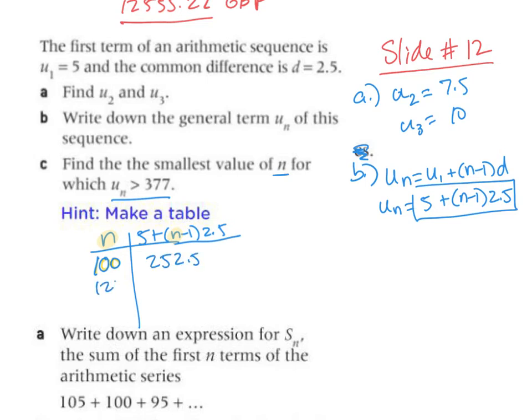252.5. Then I punched in 125, and I got 315. Then I punched in 150, and I got 377.5. Okay, so the smallest value for n that's going to produce, and remember, n, the input of an arithmetic sequence, are integers. So the smallest value of n that's going to produce an output bigger than 377 is going to be 150. So for letter C, n equals 150. That's the smallest n that produces a sequence value that's bigger than 377.